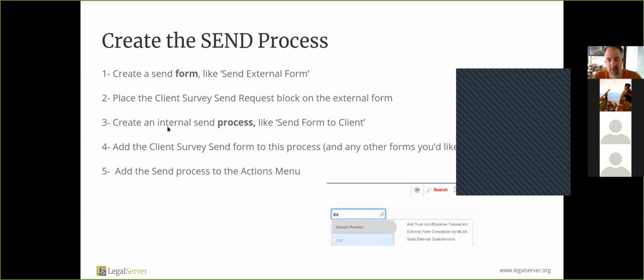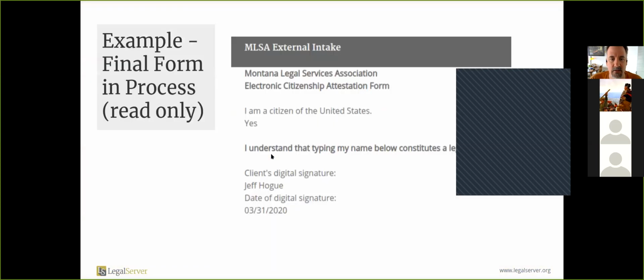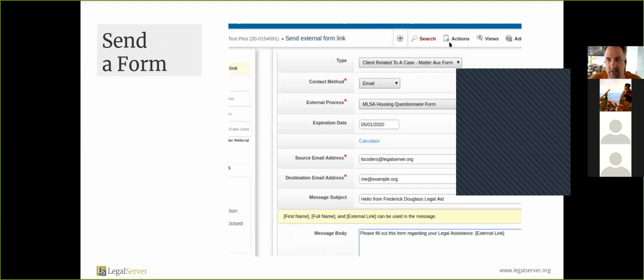Okay, and then the last thing, this is all hopefully familiar to Legal Server people: you got a form, you got a process. Now you just have to add it to the actions menu, so that your advocates, while they're looking at a case, can grab it from the actions menu and send it, and that's it. When you send your form internally, let me go back up here, your advocates will reach up into actions, and this is the screen that they'll see and they can send it. So I am way ahead of an hour, but that's really all there is to external forms.